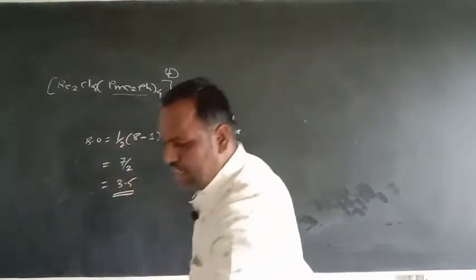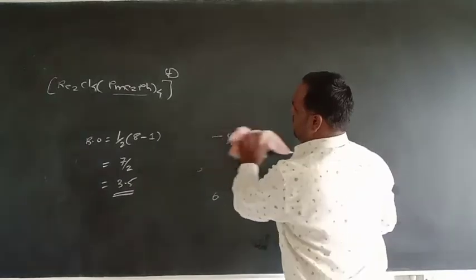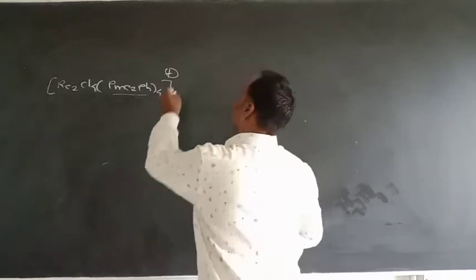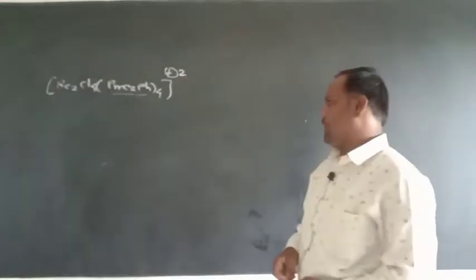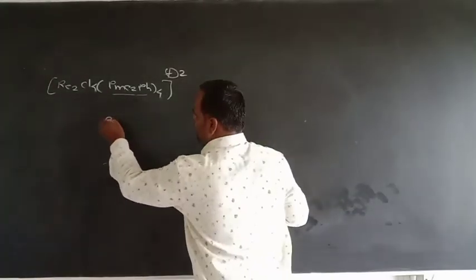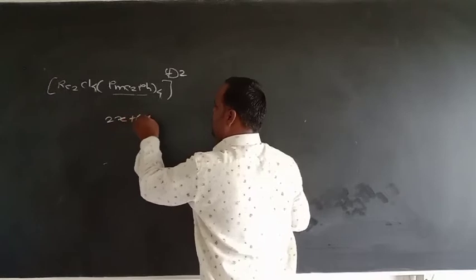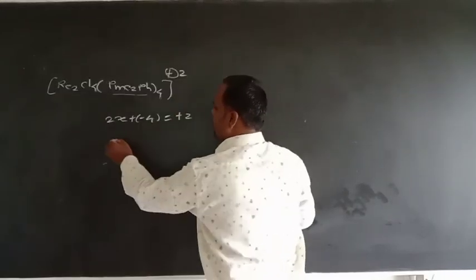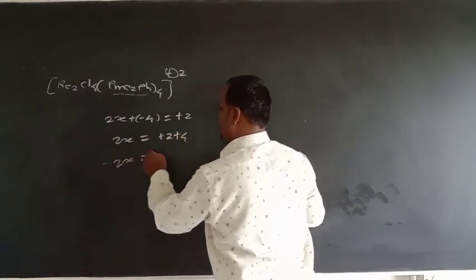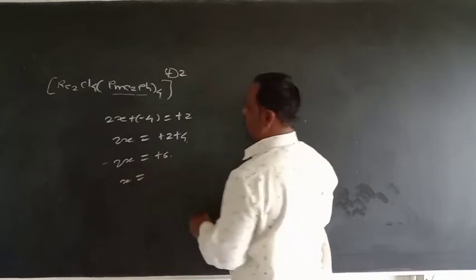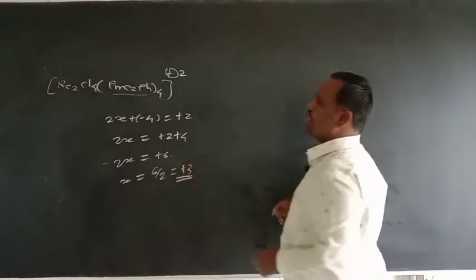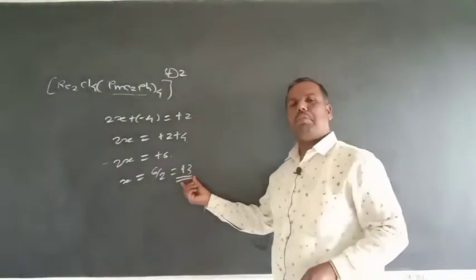Let us consider the third example, that is the same complex with +2 charge. Again this is a neutral ligand, and if you find out the oxidation state, then twice x plus -4 is equal to +2, then twice x is equal to +2 plus 4, so twice x is equal to +6, so x is equal to 6 by 2, so x is equal to +3. So in this case each rhenium is in +3 oxidation state.